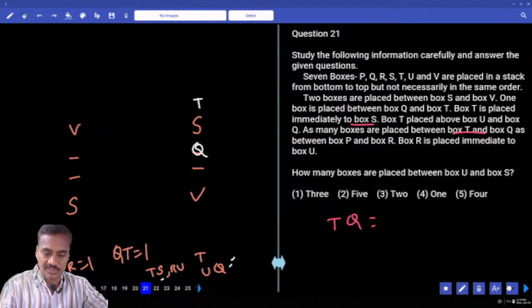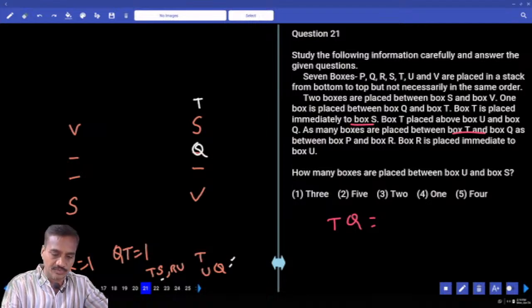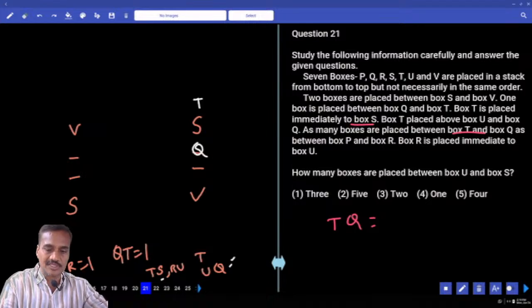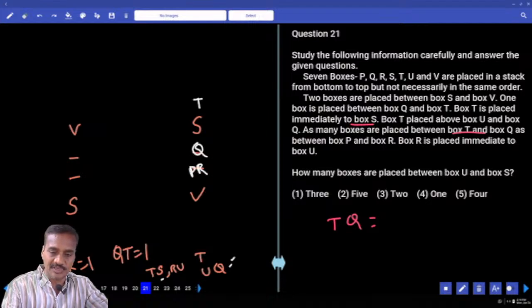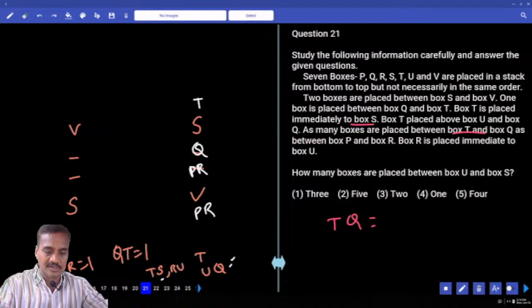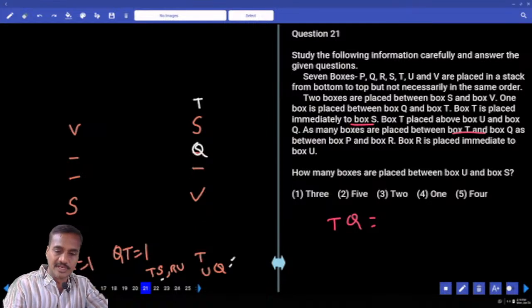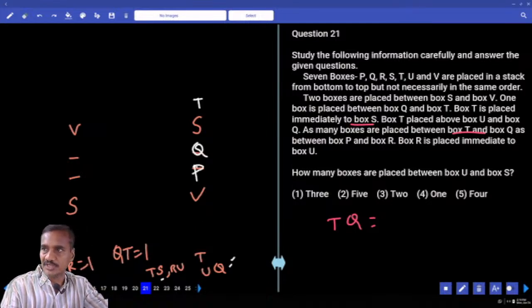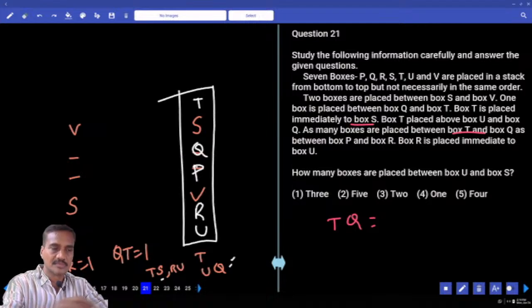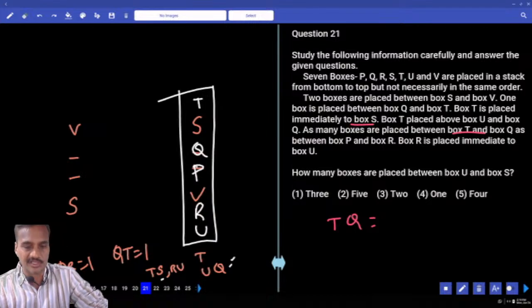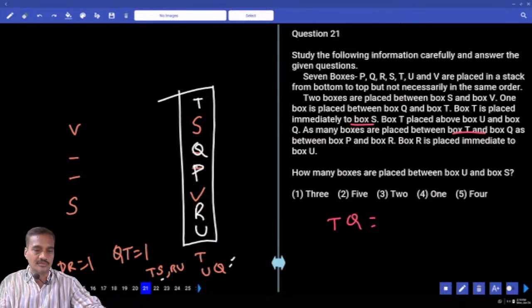Now if Q is here, T is above both Q and U. Between Q and T there is one. Between P and R also there is exactly one. Hence where should P and R be? Between P and R there must be exactly one, and R and U are adjacent to each other. As R and U are adjacent, we cannot have R at this place. P is here, R is here, then who is the person after? U is the person after. Done? Now this is the final arrangement: TSQ, PV, RU.